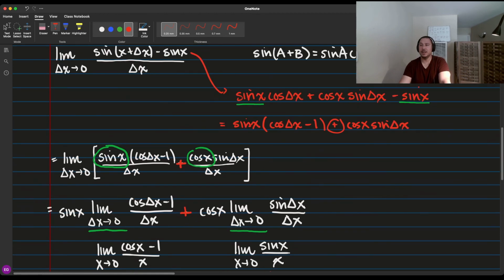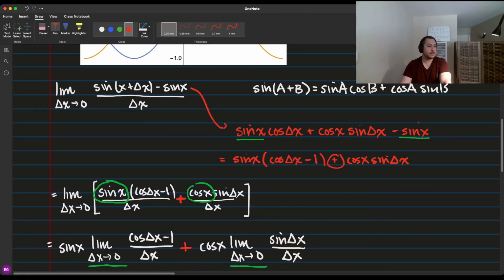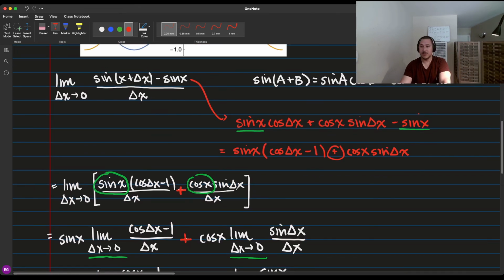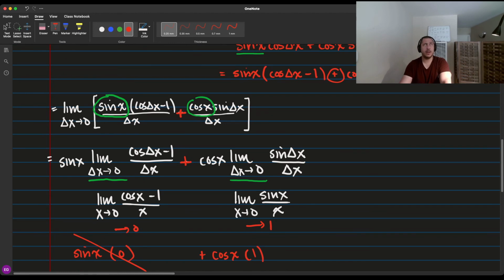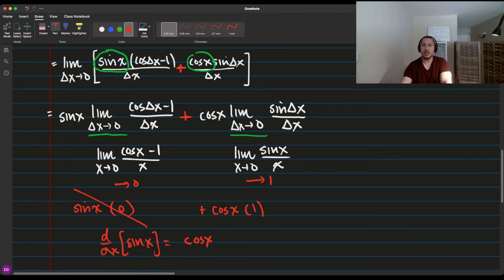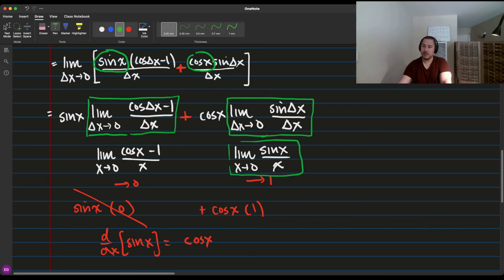So that's how you actually get it using the limit definition. We did the limit of sine of x plus delta x minus sine x over delta x. We went through, we did some trig identity stuff. We split it up into 2 limits, and then we looked at each of these limits numerically in Wolfram. We found out that the limit of sine x over x was 1. The limit of cosine x minus 1 over x was 0. Because the one on the left was 0, all that term went away. And then we were just left with this cosine right here, which gave us our derivative.